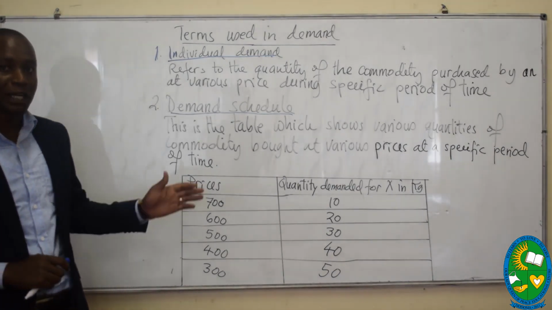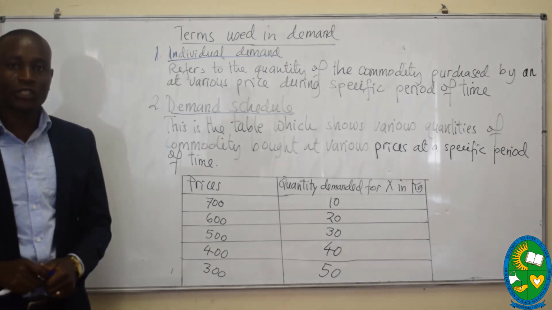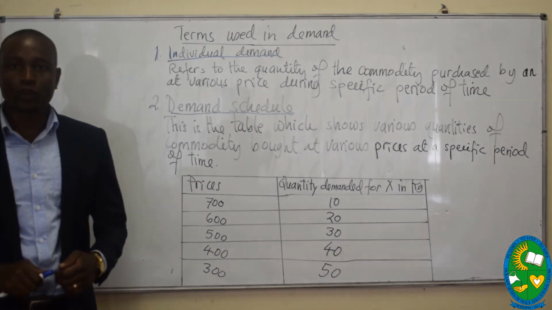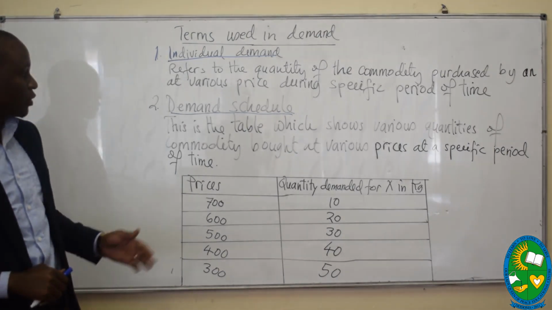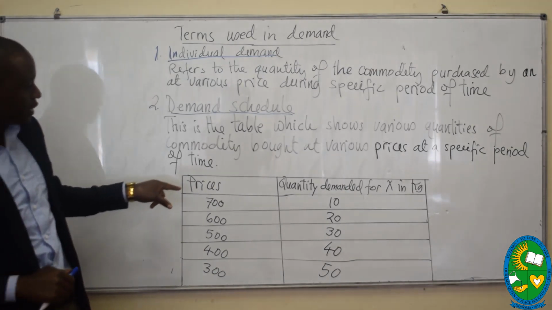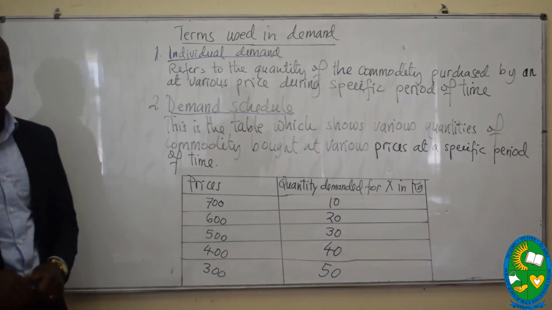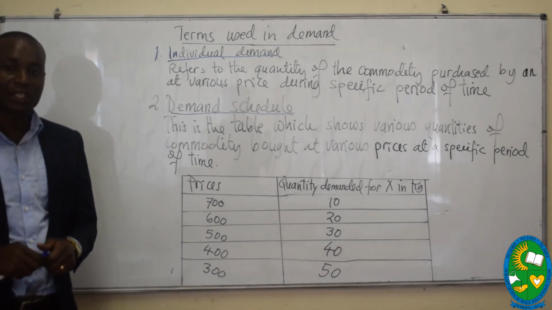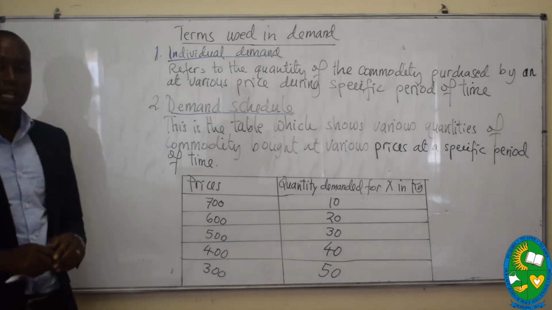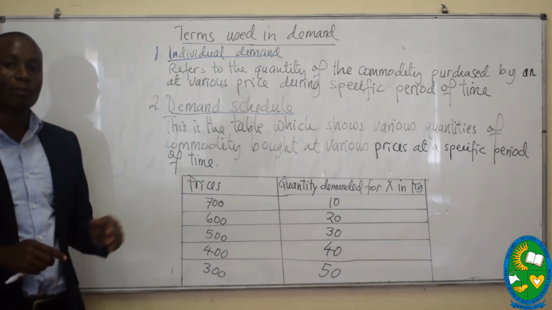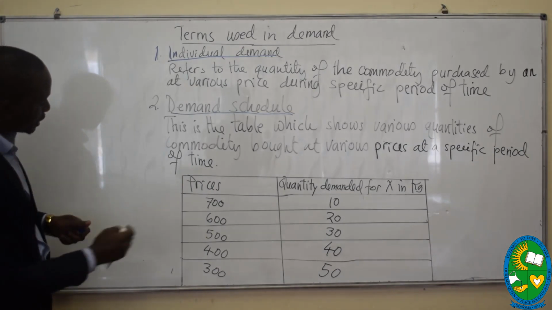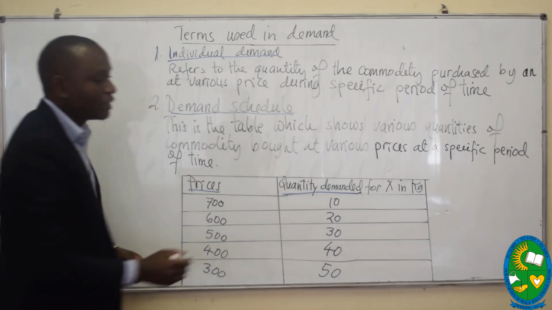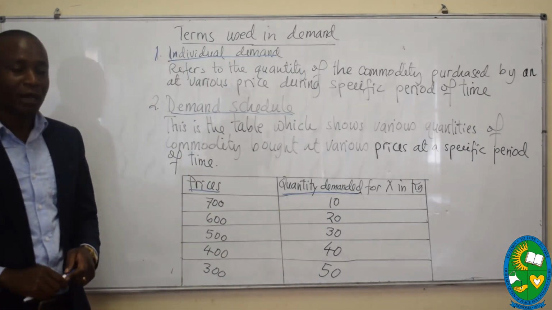Another definition of demand schedule is a table which shows the relationship between the price of the commodity and the quantity of the commodity bought, as you can see in the table below. So this is a good example of a demand schedule. When we talk about a demand schedule, we are referring to a table which shows the relationship between the price of the commodity and the quantity bought by an individual. That is called the demand schedule.